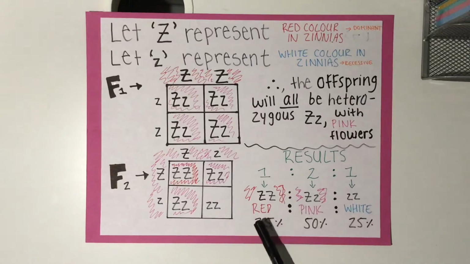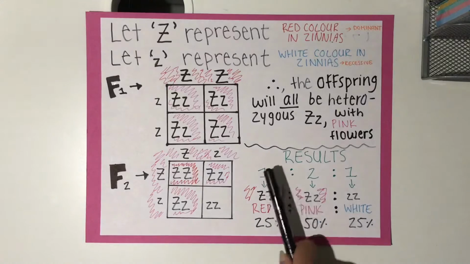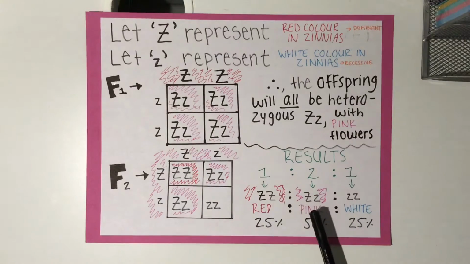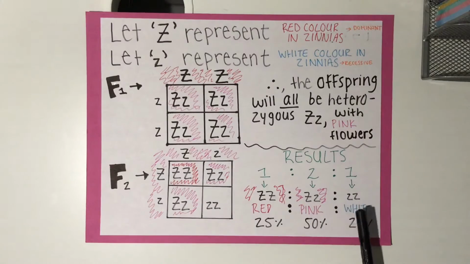The phenotype ratio of the F2 generation when two pink flowers are crossed is 1 to 2 to 1 of red to pink to white. And the genotype ratio would also be 1 to 2 to 1 of capital Z capital Z, capital Z lowercase z, and lowercase z lowercase z. The percentages are also listed below: 25% of the flowers could be red, 50% of the flowers could be pink, and 25% of the flowers could be white. Stay tuned as I'm going to create a formal conclusion for this question.